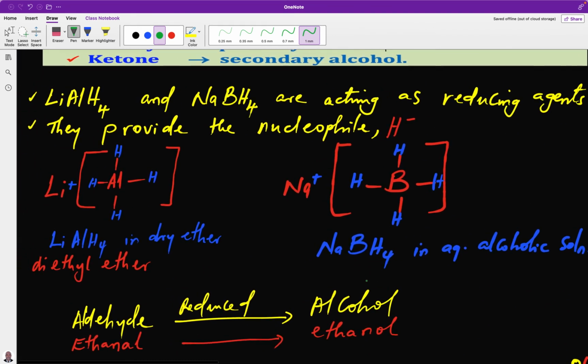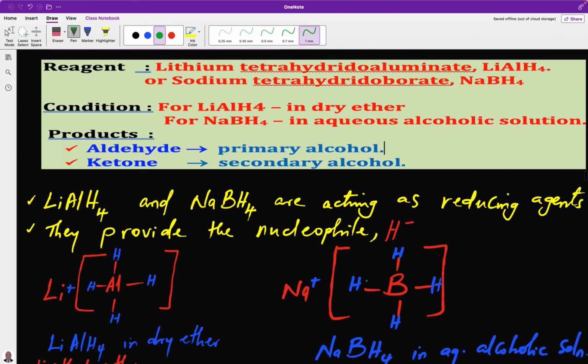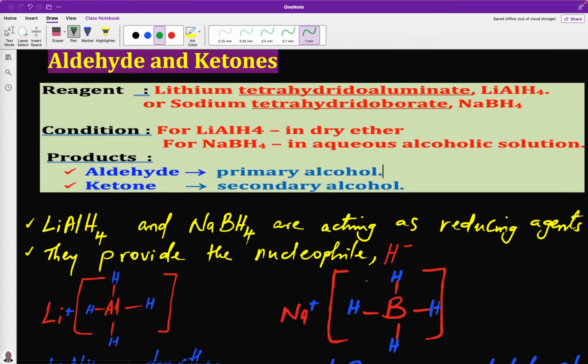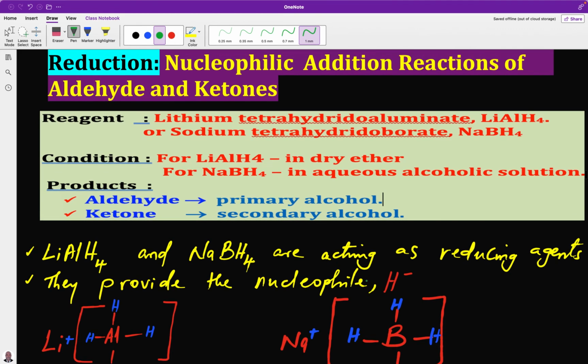Once more, reduction of aldehyde is the reverse of oxidation. In other words, we can call this a nucleophilic addition reaction of aldehyde. We are adding a nucleophile. The nucleophile is the H minus. This reduction reaction can equally be called a nucleophilic addition reaction of aldehyde. We add the nucleophile to the aldehyde.